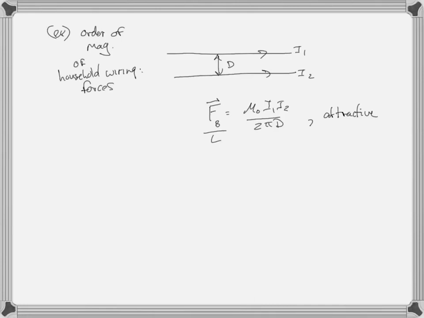Okay, so let's just figure out what the order of magnitude force is. So force per unit length, really. And then we can put in a length, right? The magnitude of force per unit length, we've got 4 pi times 10 to the minus 7 in MKS units. I1 and I2, what are reasonable household currents? Let's just take the maximum household current, which is typically about 20 amps.